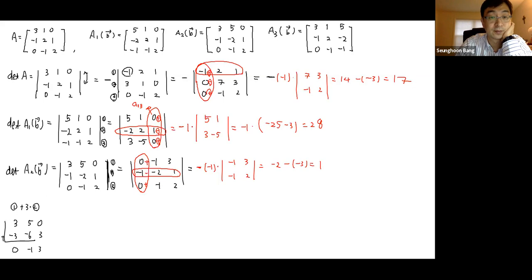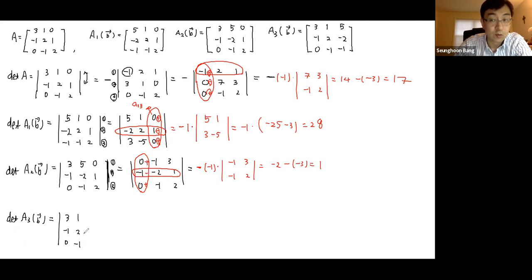The next, the last one, the determinant of A3B. What's that? The determinant of 3, minus 1, 0; 1, 2, minus 1; 5, negative 2, minus 1. And calculate the same things. First row, second row, then third row. You can change it like this.